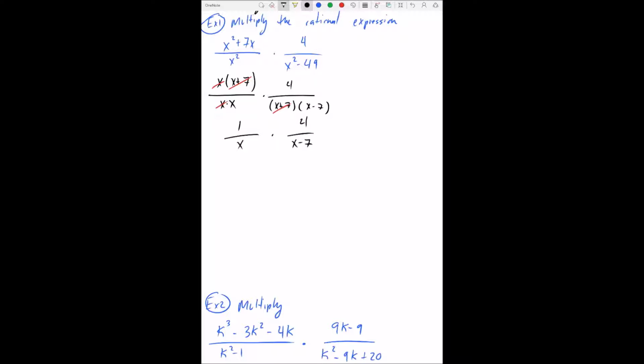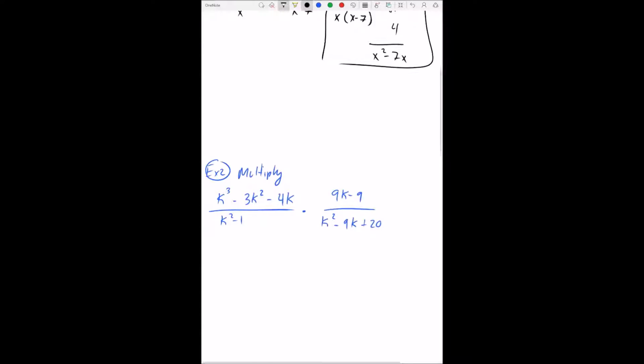Now from there, once you cross-simplify, you simplify everything, you just multiply straight across. So we'll have 1 times 4 is 4. And we have x times x minus 7. I'm going to leave this as x times (x minus 7). Or you can have 4 over x squared minus 7x. Both are correct.